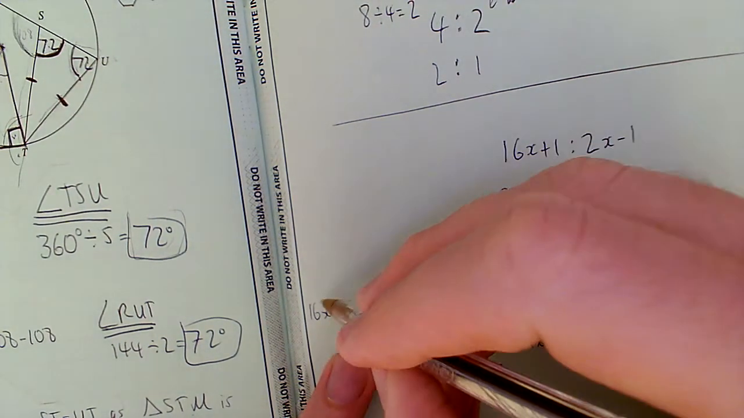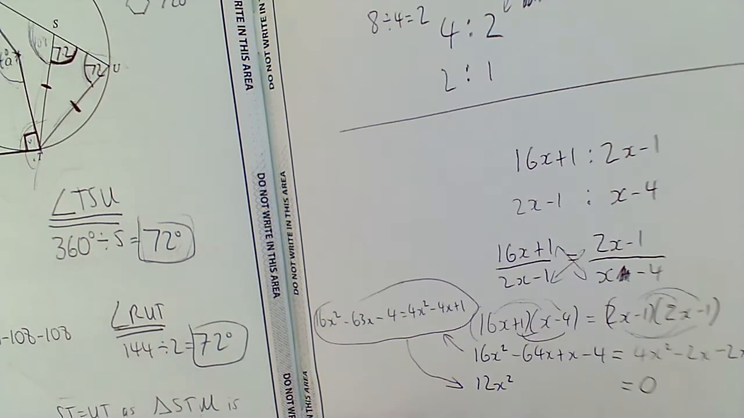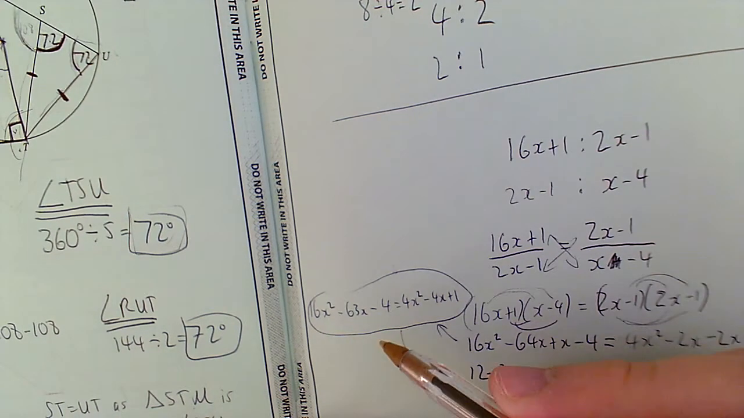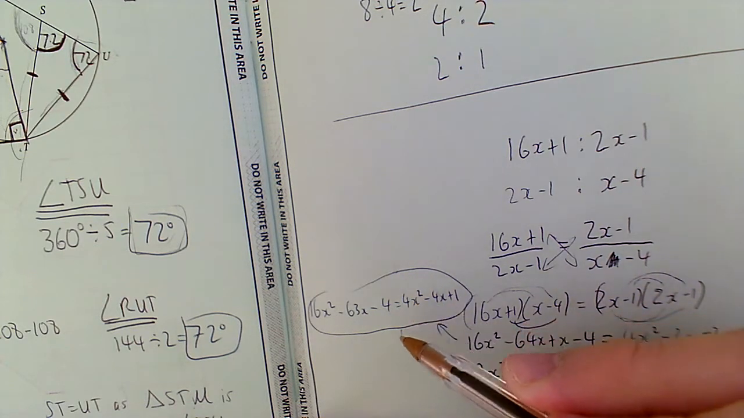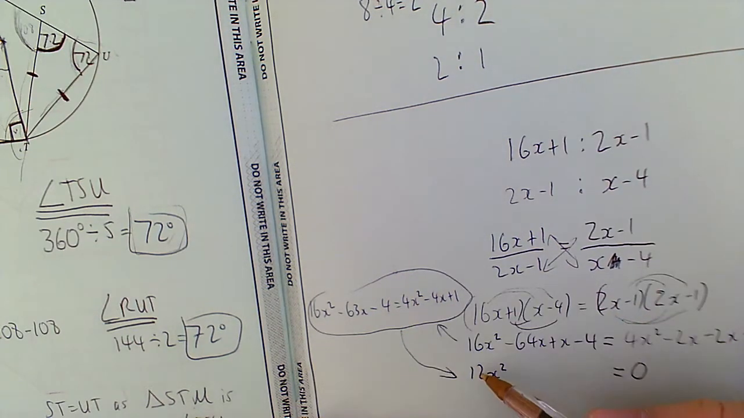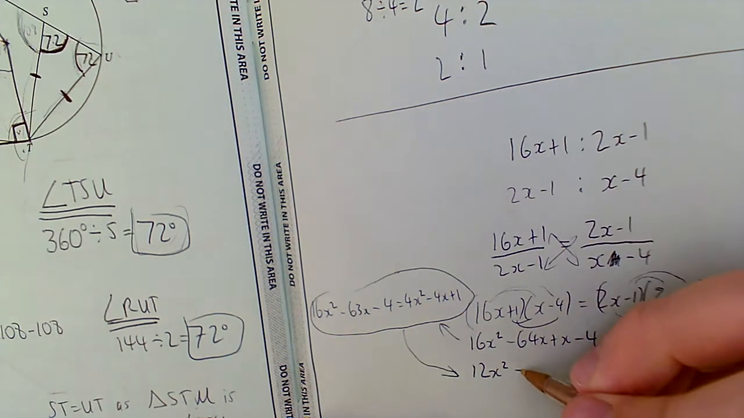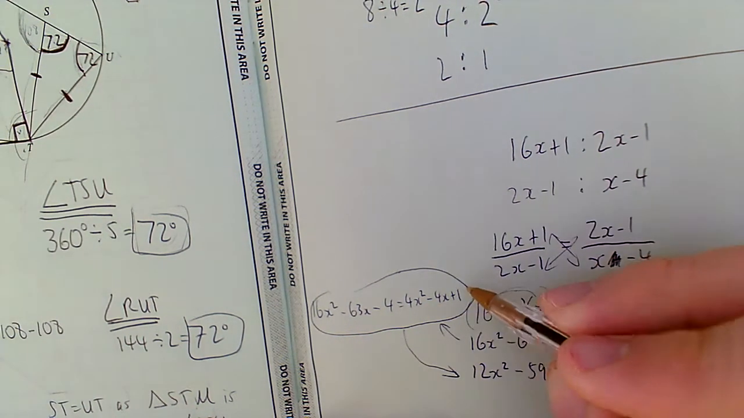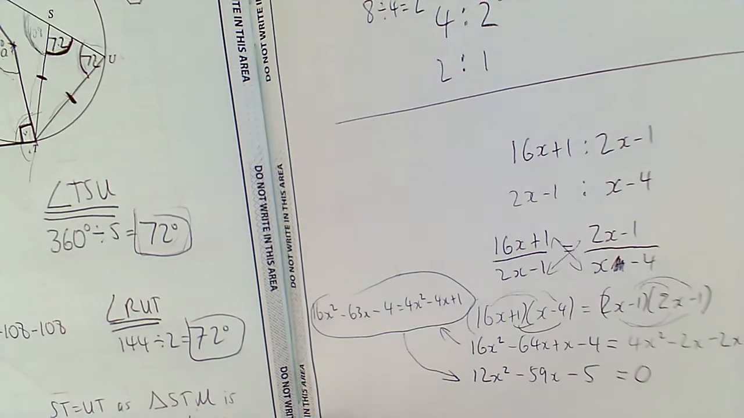So going back down here now, to make this right hand side 0, I've subtracted 4x from both sides, which is where the 12x squared came from. I'm going to add 4x to both sides, which takes me up to minus 59x, and I'm going to subtract 1 from both sides, which takes me down to minus 5.